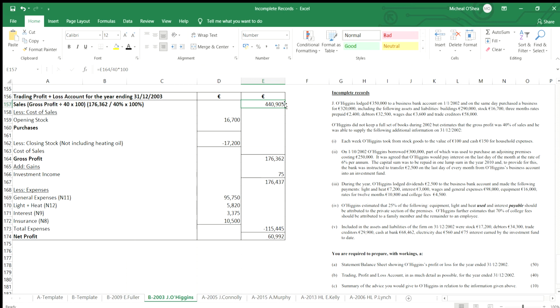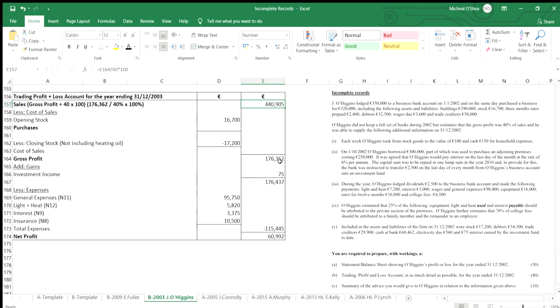I know my sales, I don't know my cost of sales, but I know I'd usually take it away, and I would get 176,362. So let's do the opposite. Let's try to work our way back up now. How would we get from 440,905 down to 176,362? I would have had to take away my cost of sales. So let's find the difference between these two figures, and that'll be the amount that I took away.